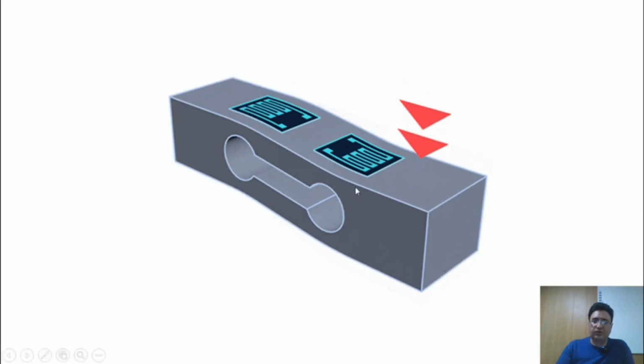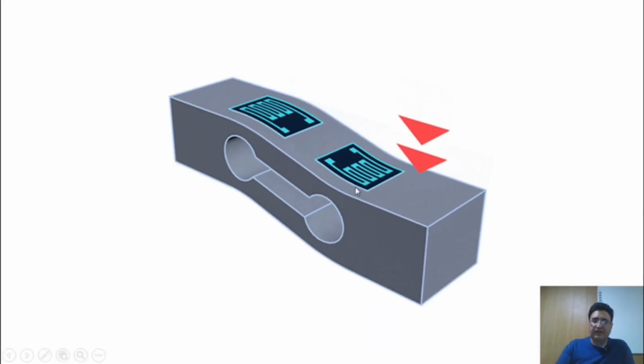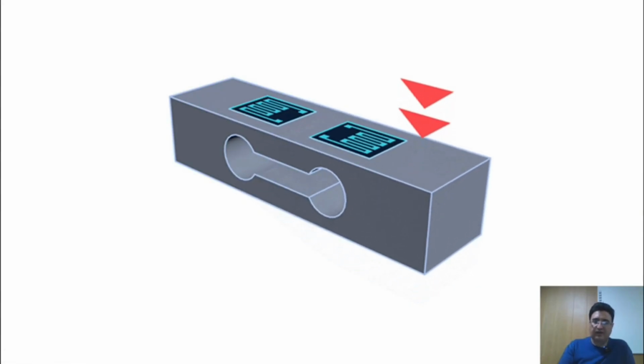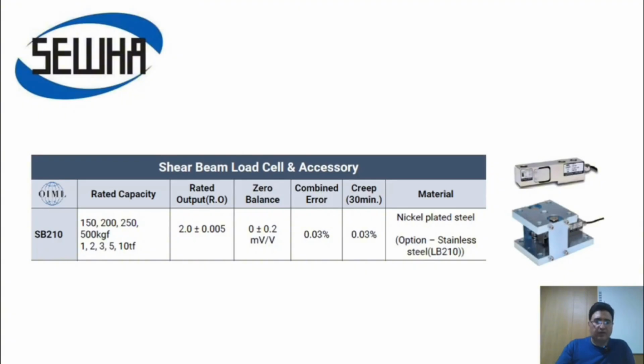All right, the next load cell we're introducing is the bending or shear beam load cell, which in the SEWHA brand, we know these load cells by the model LB210. The LB210 load cell has a capacity ranging from 150 kilograms up to 10 tons, and its body is made of painted iron.